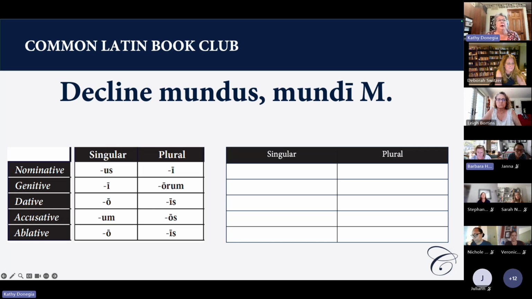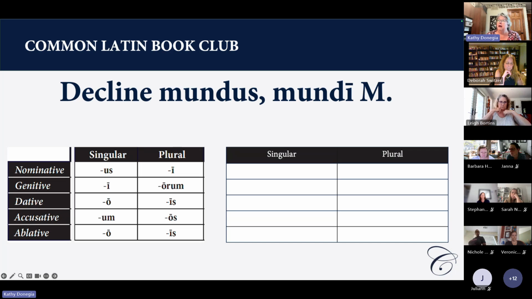So Babs, mundus, mundi is a second declension noun, it's masculine. So the first step we do when we're declining is we find the stem. You find the stem by dropping the genitive singular ending. So first of all, from your chart, what is the genitive singular ending? That would be E, the I with the macron? Yeah, I with a macron, pronounced E.